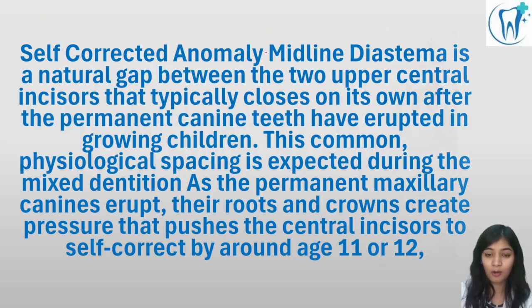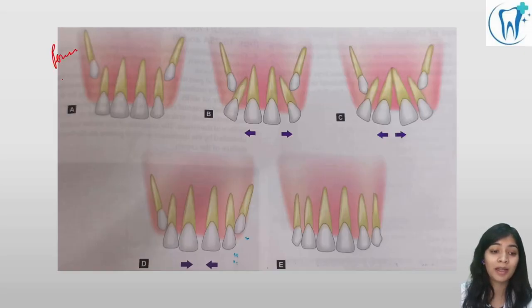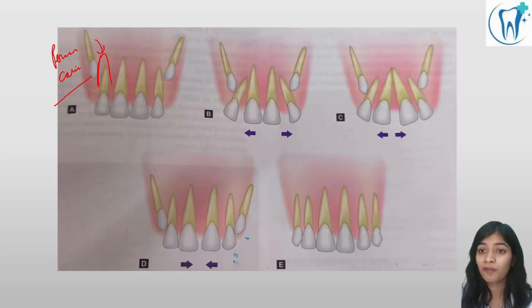Now see, the cause. You can see in the image, the crowns of the unerupted maxillary canines are developing in the jaw. You can see the permanent canine is erupting. Understand? Now see, they will put pressure on the roots of the adjacent lateral incisors. Understand? Now they push the roots of the lateral incisors, which in turn transmits the force to the roots of the central incisors.